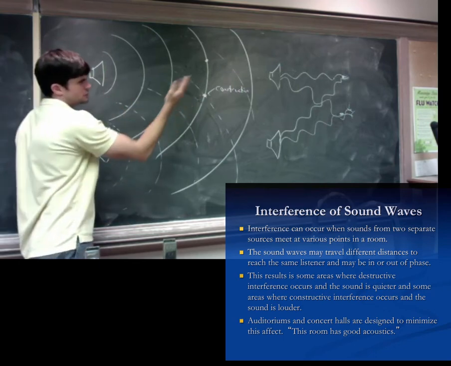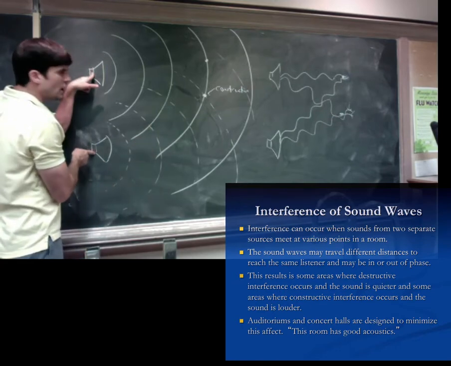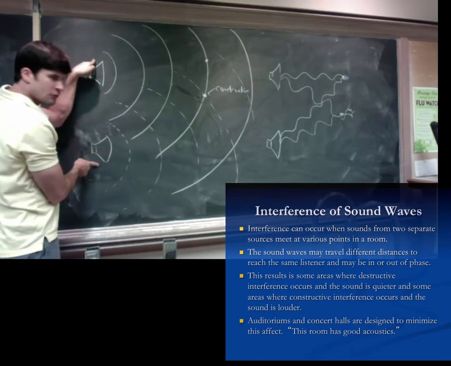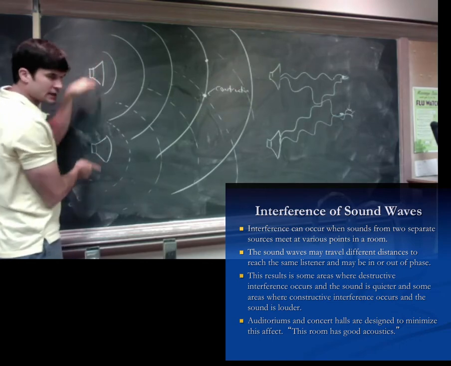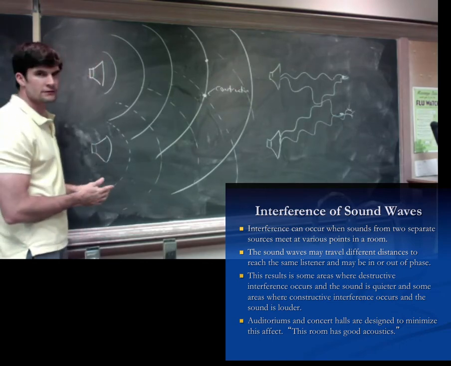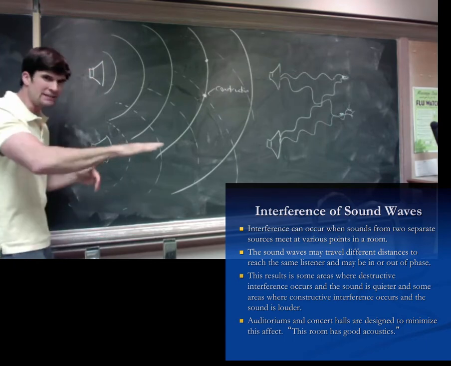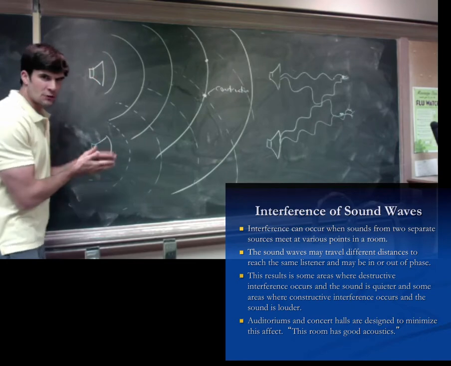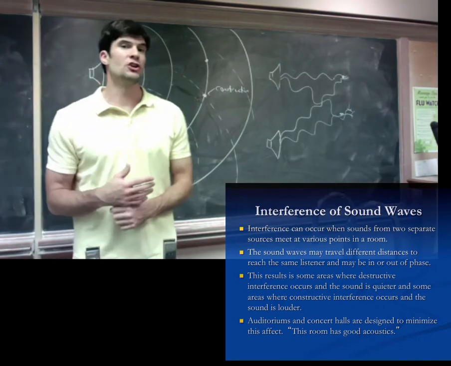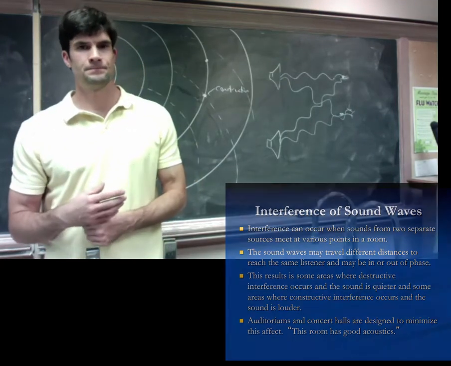Because if you're in the spot of constructive interference for one of the speakers, if we have another pair of speakers that are offset a little bit, maybe you'll be at a spot of destructive interference for those, and it'll kind of even it out. So this is one of the things that people talk about when they mention a room having good acoustics or not.